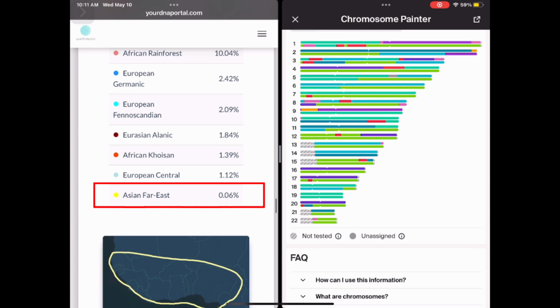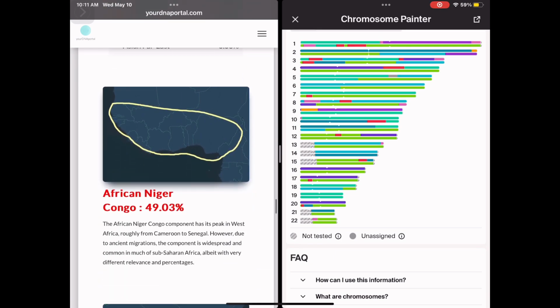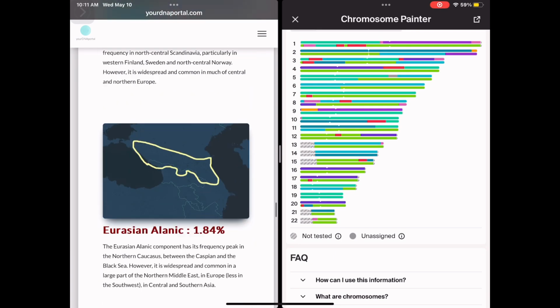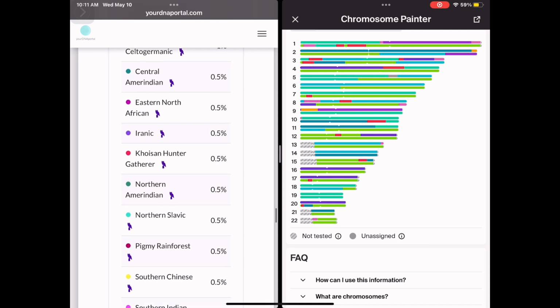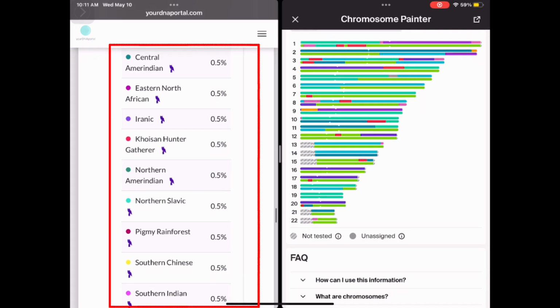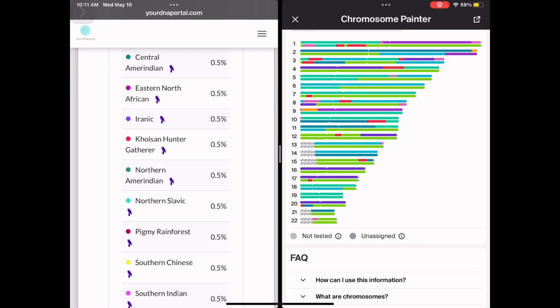Chromosome 15 shows Asian Far East at 0.06%. In-depth origins shows the following at 0.5%: Central Amerindian, Eastern North African, Iranic, Khoisan hunter-gatherer, Northern Amerindian, Northern Slavic, Pygmy Rainforest, Southern Chinese, Southern Indian, Southern Slavic, and Western Mediterranean.